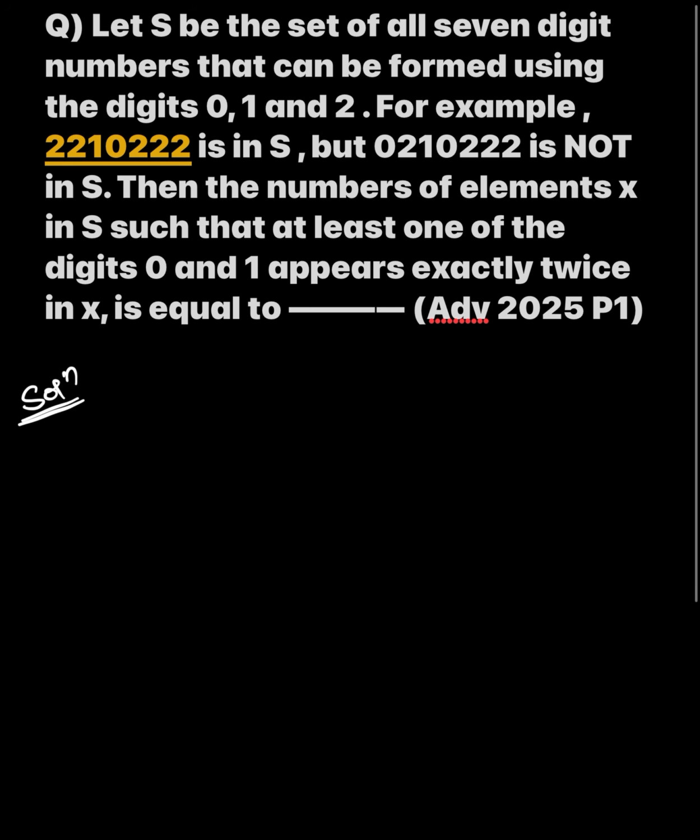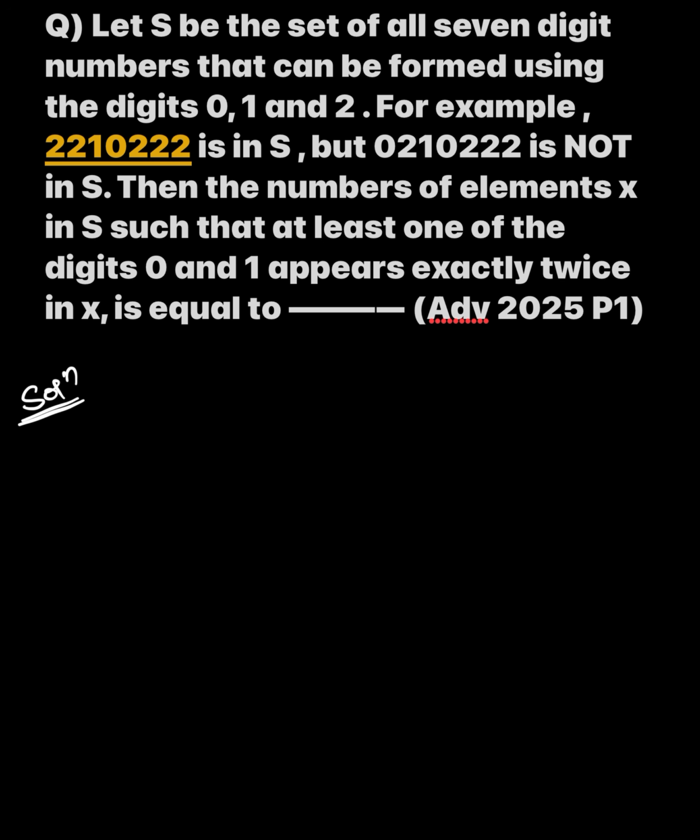Then the number of elements X in S such that they have given a restriction that at least one of the digits 0 and 1 appears exactly twice. At least one of the digits 0 and 1. So it means 0 appears exactly twice, or 1 appears exactly twice, or both appear exactly twice. These are the three different types of cases.